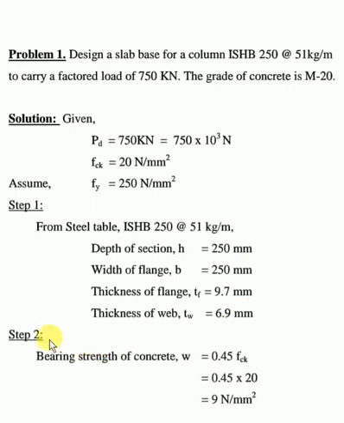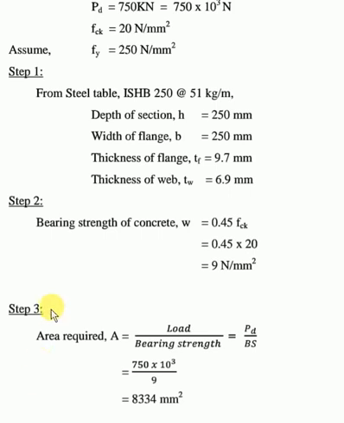Next, in step number 2, we'll find out the bearing strength of concrete. W equal to 0.45 FCK. FCK is our 20. We'll put the values and we'll get it as 9 Newton per mm square. Then in step number 3, we'll find out the area required, that is the factored load divided by the bearing strength. We'll put the values. We'll get the area as 8334 mm square.